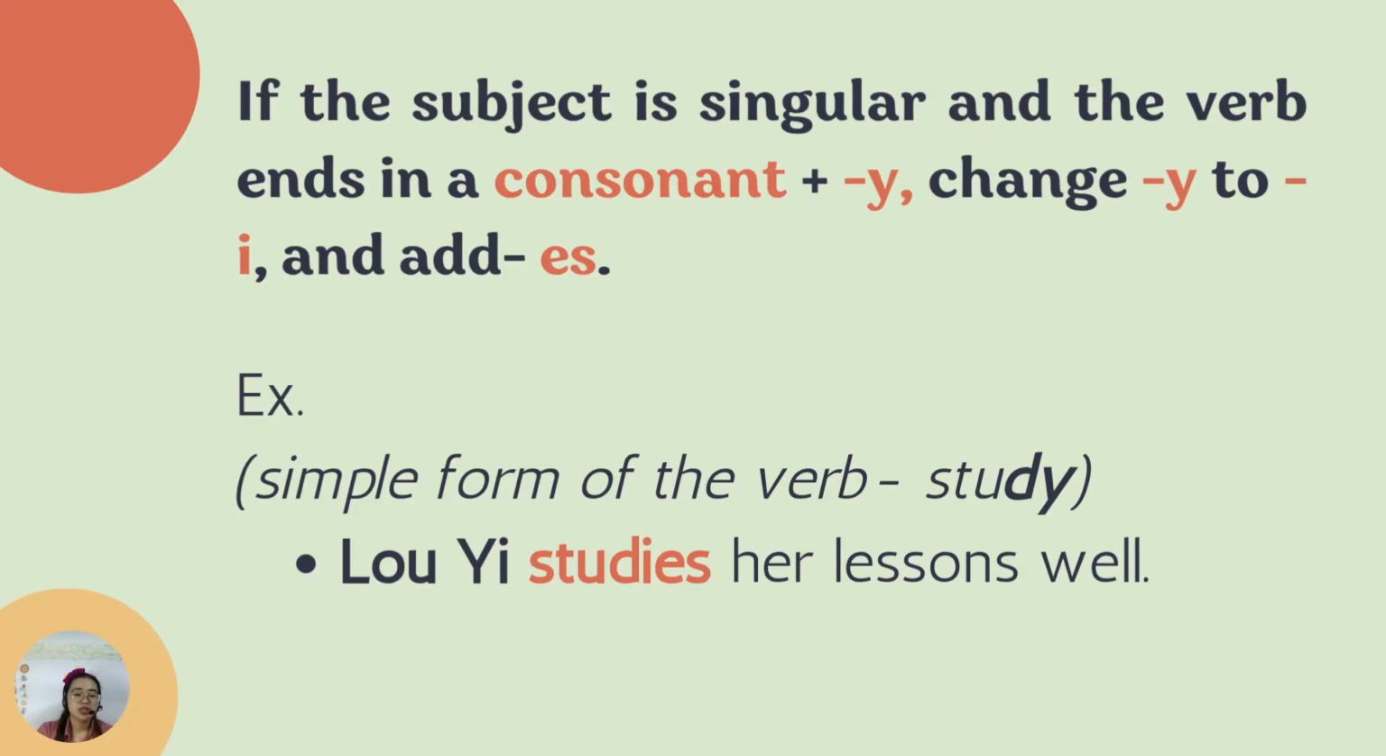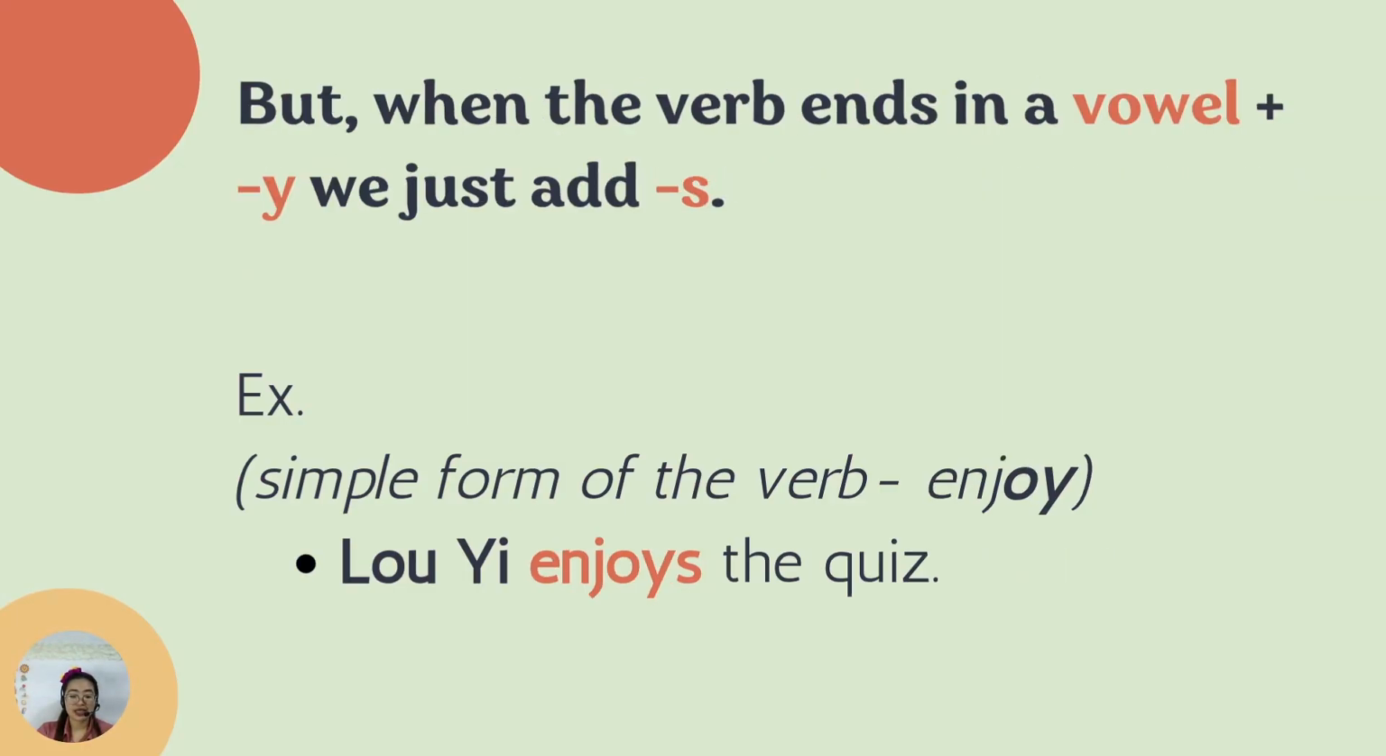Another rule: if the subject is singular and the verb ends in a consonant plus Y, change Y to I and add ES. This is very critical also in following subject-verb agreement. For example, the simple form of the verb here is study. Louis studies her lessons well. We have Louis singular and the verb is singular, studies, not Louis study her lessons. With verbs ending in Y, if it's singular, you change Y to I and add ES. But when the verb ends in a vowel plus Y, we just add S.